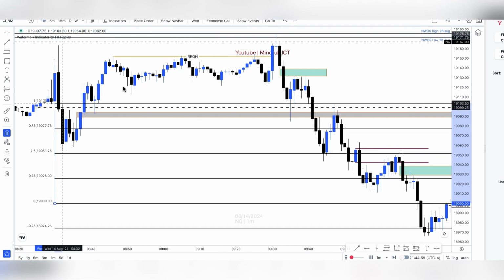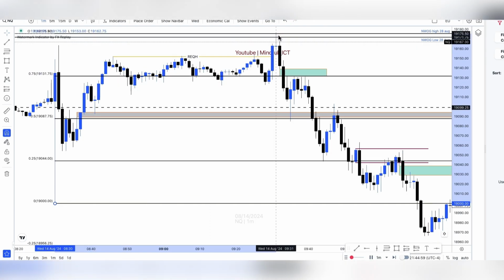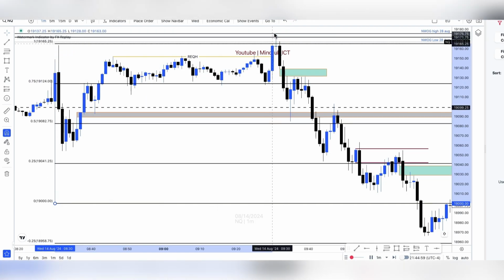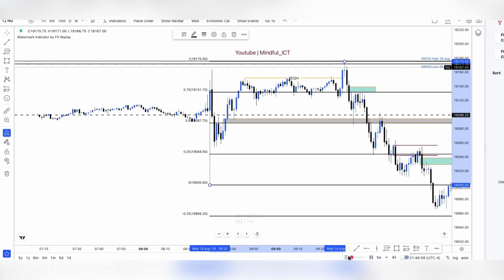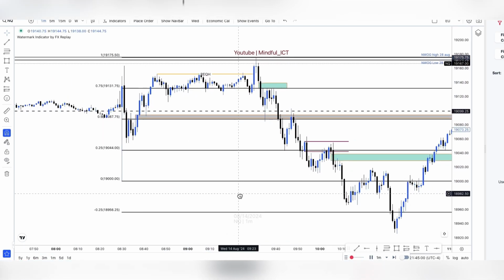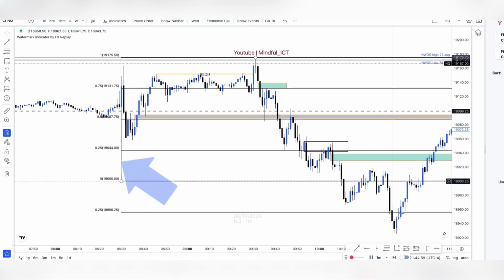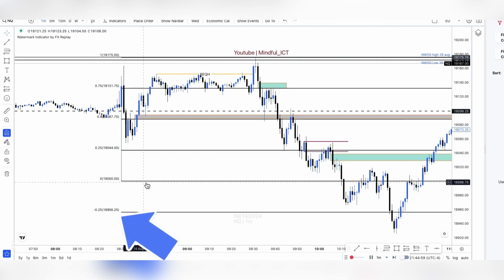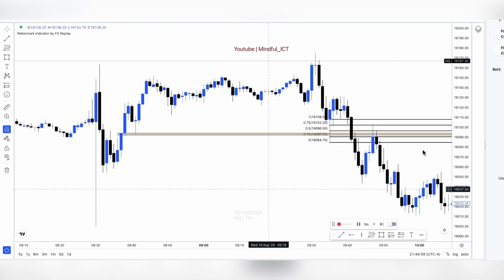How far could the price go after taking out the low of the wick? We can measure the entire range from the wick's low to the high and add another quarter to that, giving us a negative 0.25 deviation as the target. Now, we'll shift our focus to turtle soups.